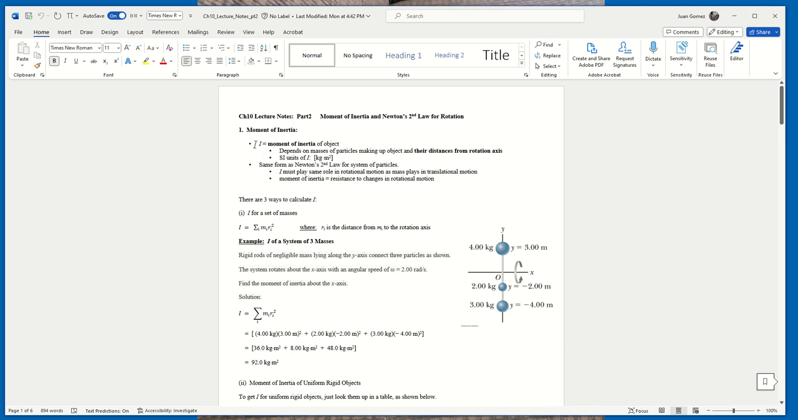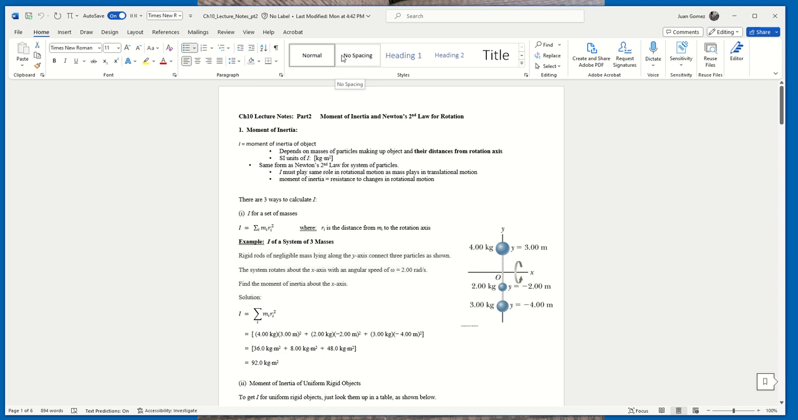What is moment of inertia? Well, we use an uppercase I to indicate the moment of inertia. You can think of it as the rotational equivalent of mass, because when something's rotating, it has what's called a moment of inertia. And the moment of inertia depends upon the axis through which the object is rotating.